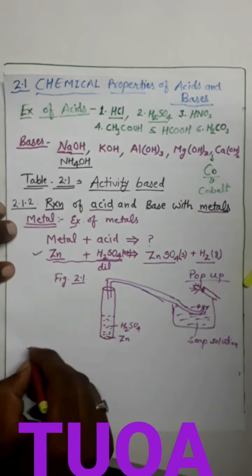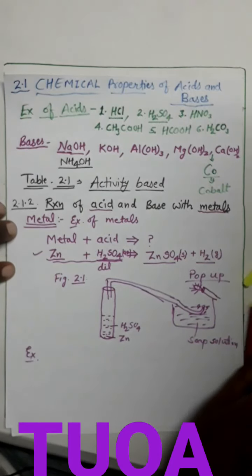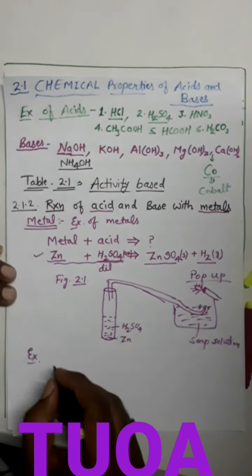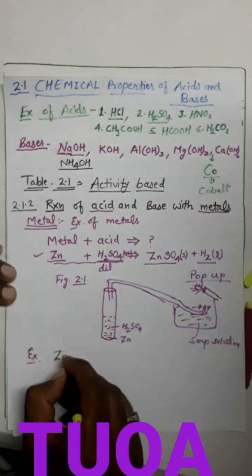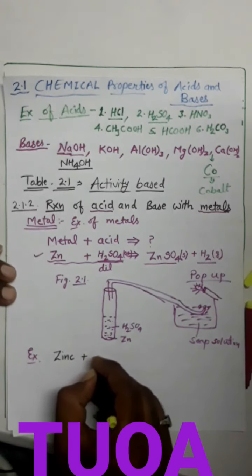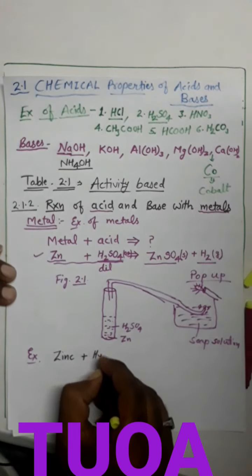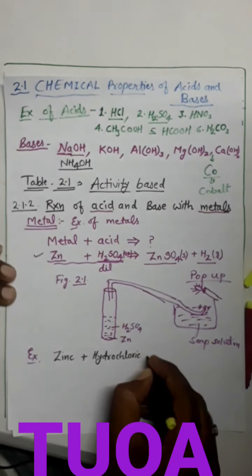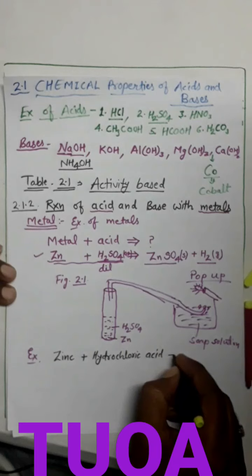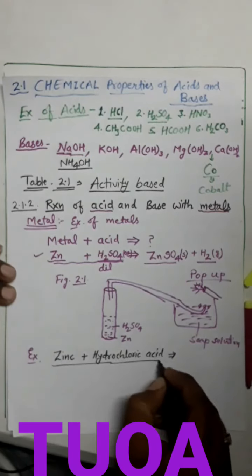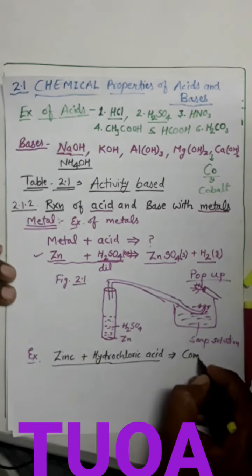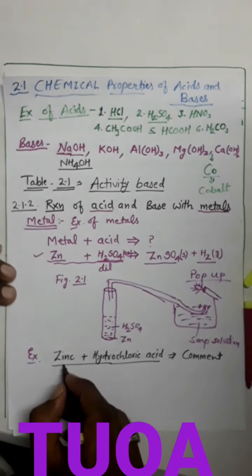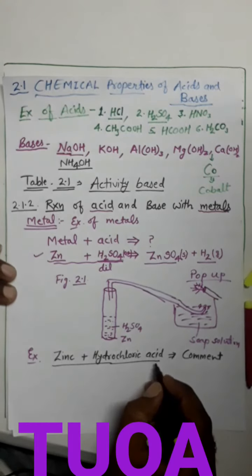Now here one important question: can you write the equation of zinc plus hydrochloric acid? Let me see how many of you are writing this. Write down this chemical reaction in the comment section. What is the chemical reaction between zinc and hydrochloric acid?